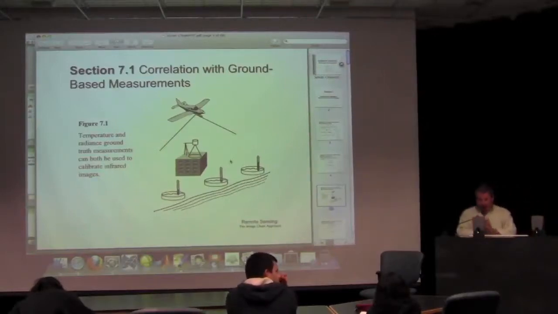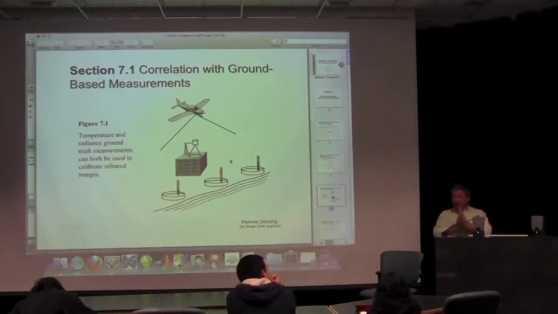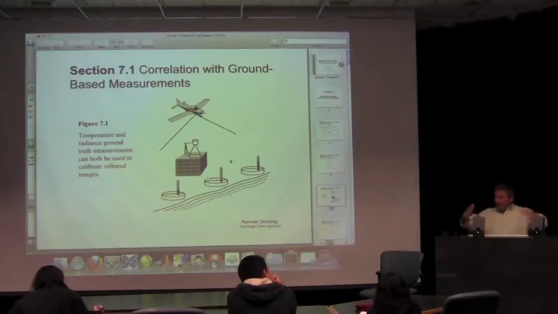Okay, so those are the sorts of things that you always got to keep in the back of your mind. I just did an experiment in August. Shame to admit this. I put out the kiddie pools and I measured temperature.